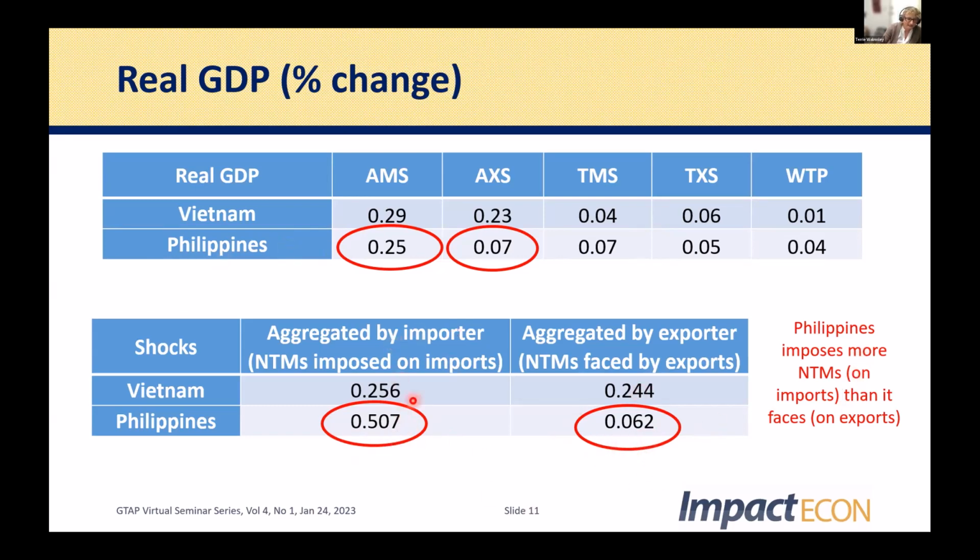So what's basically happening is that in our AMS case, the gains go to the importer. In our AXS case, the productivity gains go to the Philippines as an exporter. And there's clearly a very big difference between what they impose versus what they face. So you're getting substantially less gain if you think about them as an exporter. So that's in terms of real GDP. It matters where the gains are going.